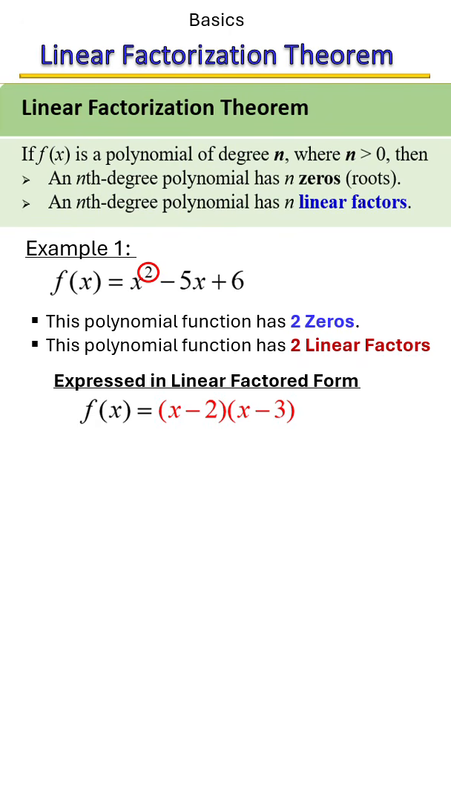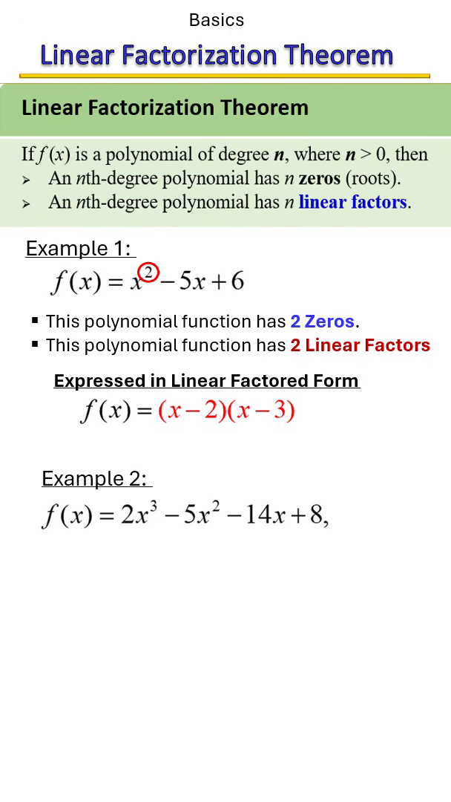Now the zeros, all you have to do is solve for x. Set each parentheses equal to 0 and solve for x, and that will tell you your zeros. So the zeros here are 2 and 3, because when I solve for x, that is what each will equal. So I have 2 zeros and 2 linear factors.